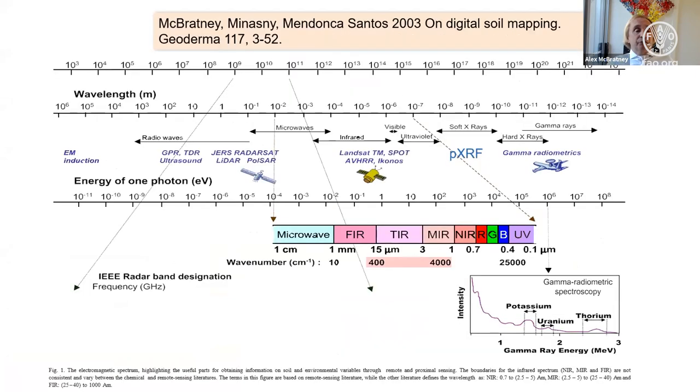And in fact, if we go back to our 2003 paper that introduced digital soil mapping, we had this diagram which went through the whole electromagnetic spectrum and talked about all kinds of parts of the spectrum and how they could predict different soil properties and allow us to do different relationships. And really, the future's about investigating in detail the whole spectrum here.